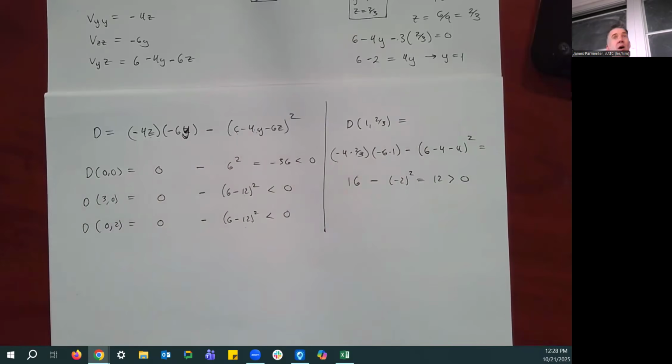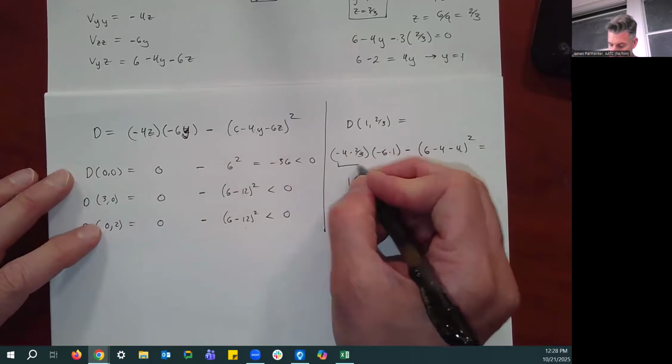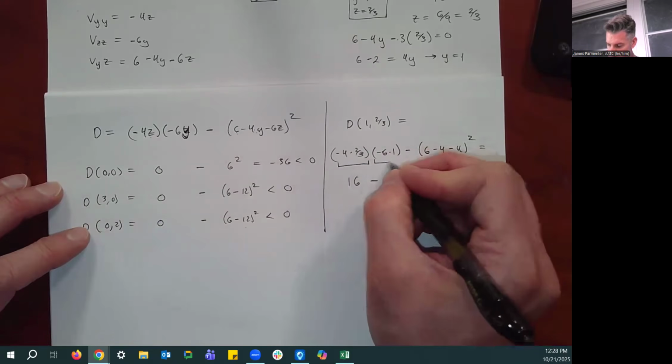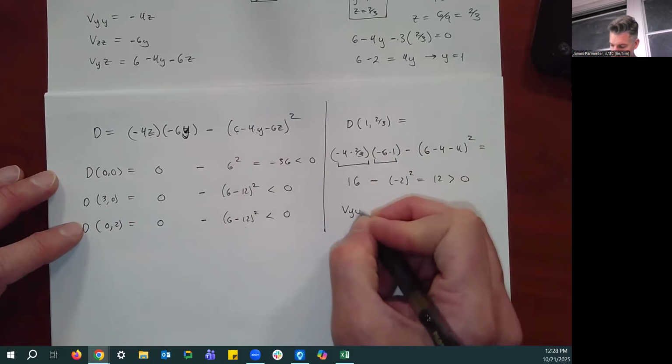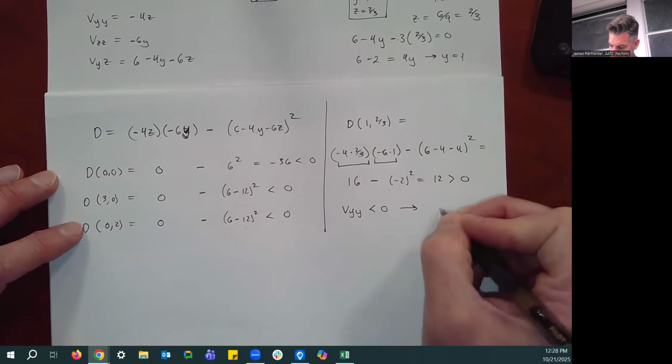We still need to check, though, that our second partial is negative, and they are. There's your Vyy, and there's your Vzz. Both of them are negative. So certainly Vyy is negative, which means we are concave down, which means we have a maximum.